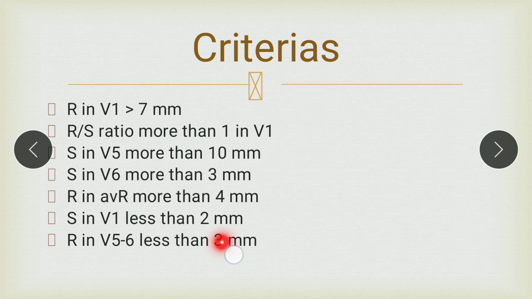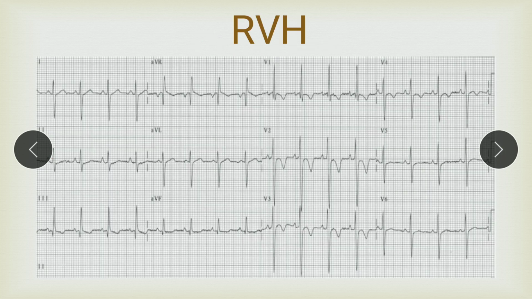So these are the numerous criteria, but the most commonly used are the presence of right axis deviation, the R wave more than or equal to 7 millimeter in V1, and R by S ratio more than 1 in V1. This is a classical example of RVH. Here you can see that the patient has right axis and the dominant R. The R in this patient comes to nearly 15 millimeter. So right axis with dominant R, suspect RVH.